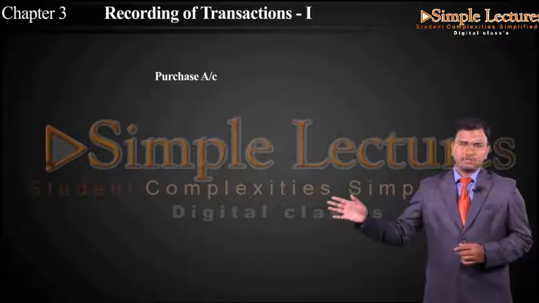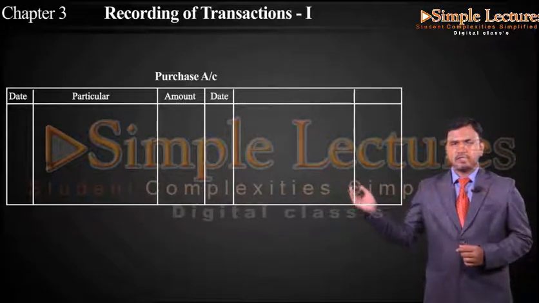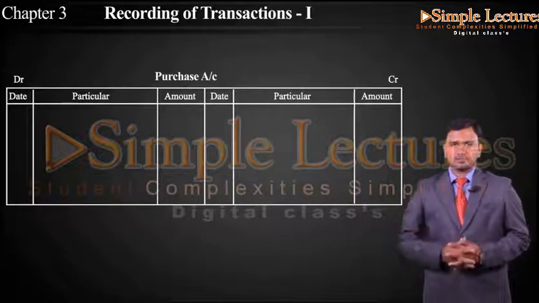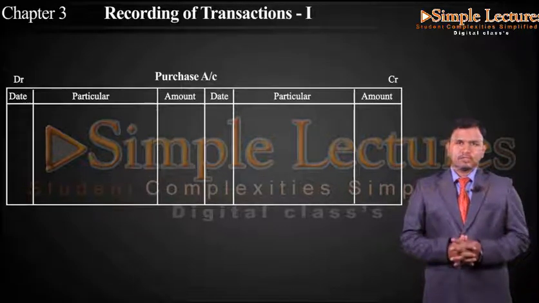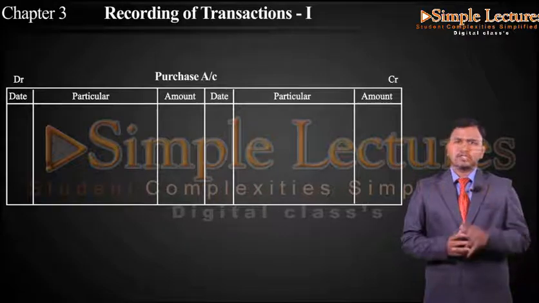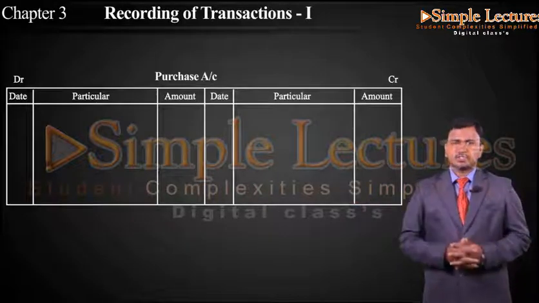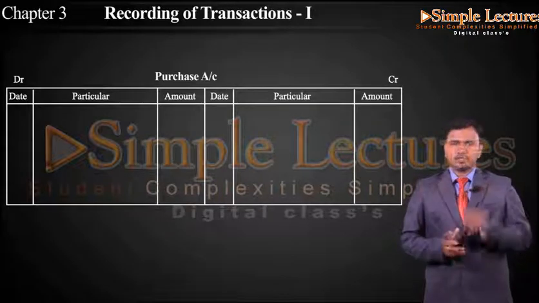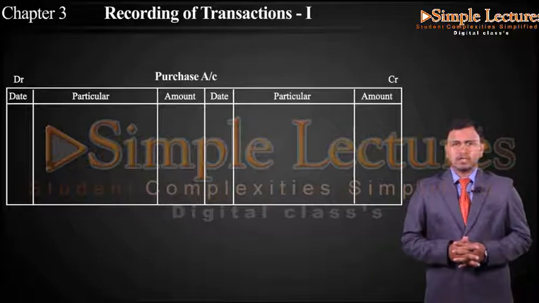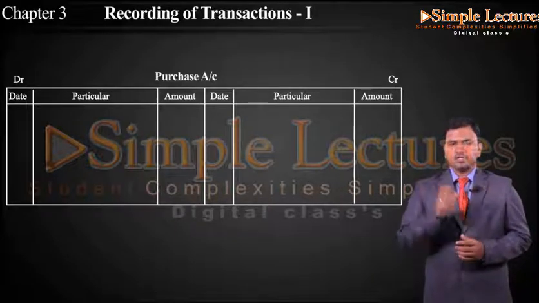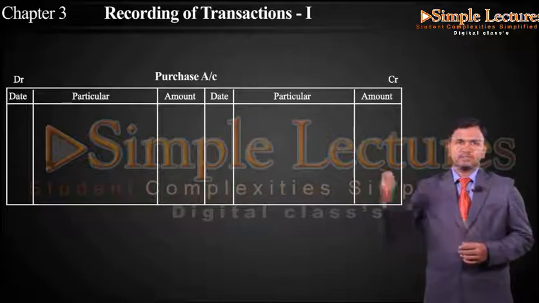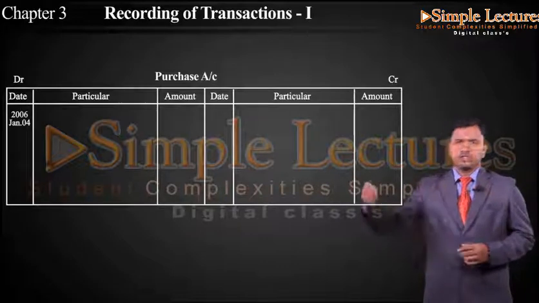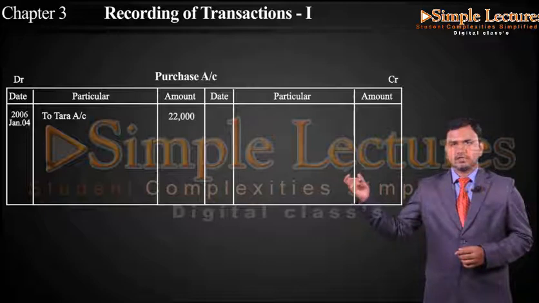Again the same format: date, particulars, amount, date, particulars, amount, debit side, credit side, with the table name purchase account. Coming to the journal, we have only 3 entries which should be posted to the purchase account. The first entry is on Jan 4th, where purchases account debtor to Tara account 22,000. Purchases was debited there, and the same should be taken in the debit side of the purchase account. So the date will be Jan 4th to Tara account 22,000 in the amount column.